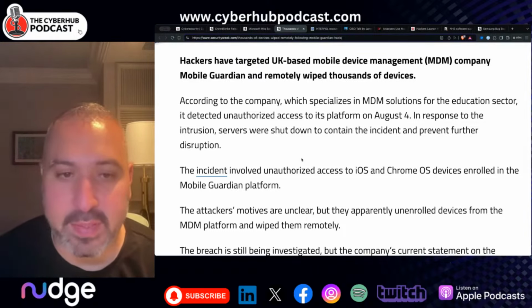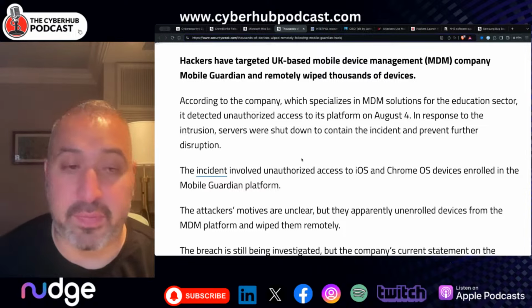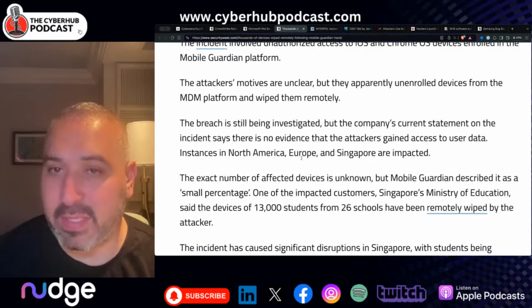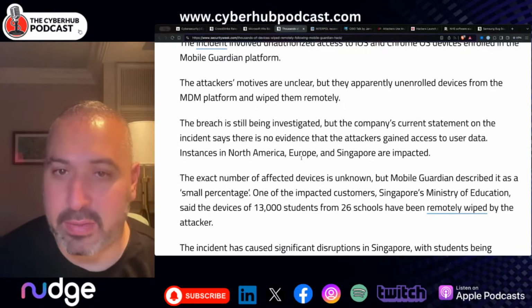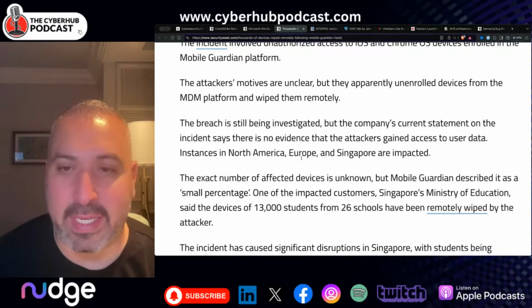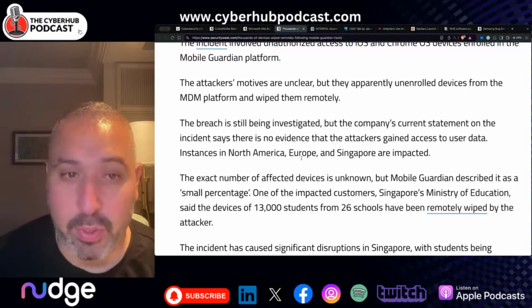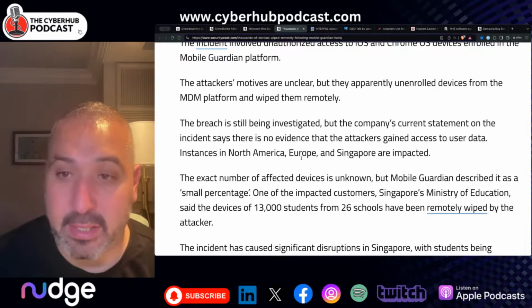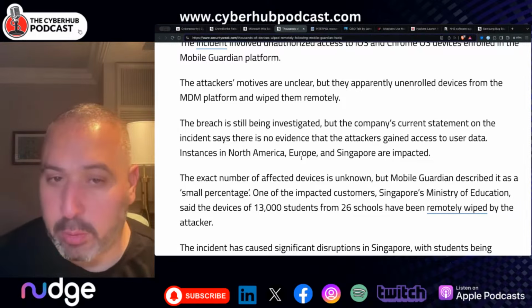The attackers' motives are unclear, but they apparently unenrolled devices from the platform and wiped them remotely. The breach is still being investigated. The company's current statement on the incident is there's no evidence the attackers gained access to user data. Instances impacted were in North America, Europe, and Singapore. The exact number of affected devices is unknown, but Mobile Guardian described it as a small percentage.